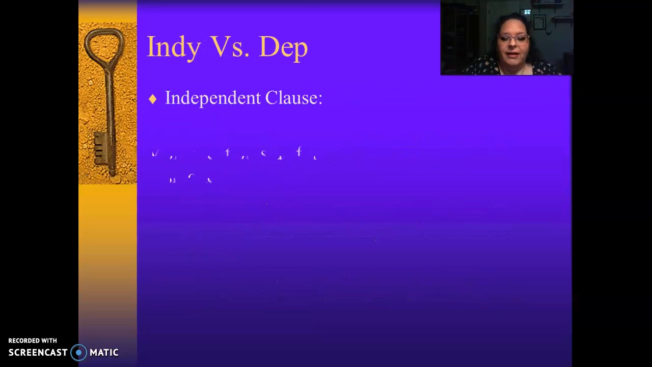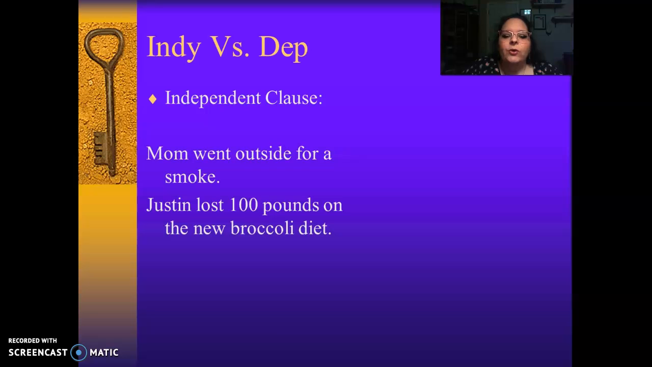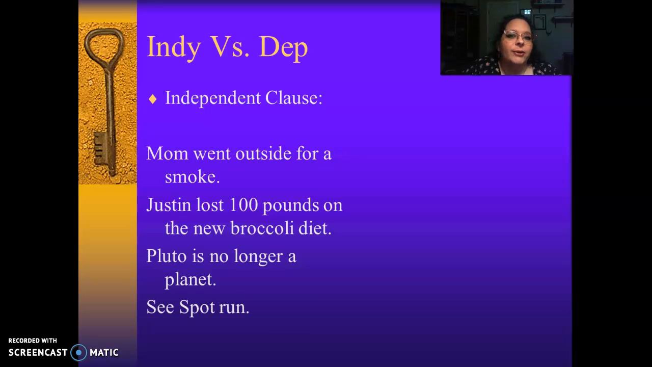Well, an independent clause, like I said, they both have subject and verbs, could be simple sentences such as, Mom went outside for a smoke. Justin lost 100 pounds on the new broccoli diet. Pluto is no longer a planet. See Spot run. Now on this last one, you may want to say Spot is your subject, but it's not, because who is doing the seeing here? This one is called the implied you. You're the one seeing Spot run.